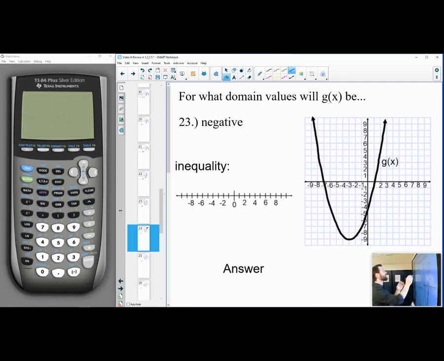So I look at my graph, we want it to be negative here. So we have to shade all the parts of the graph that are below the x-axis. So that would be everything right there. This is the only part of the graph that's below the x-axis. It starts there, ends there. So what are those numbers?